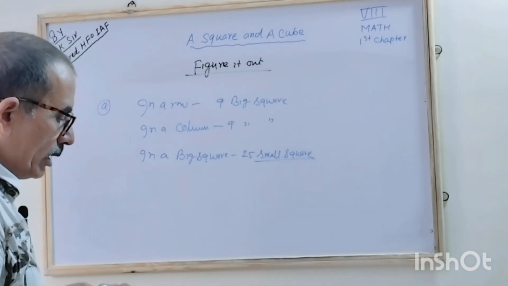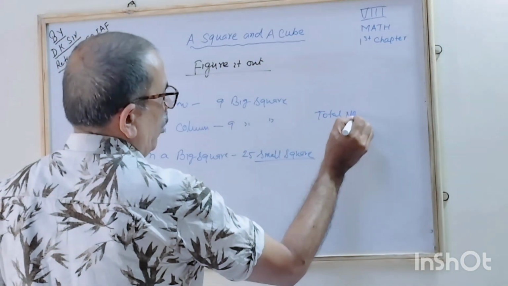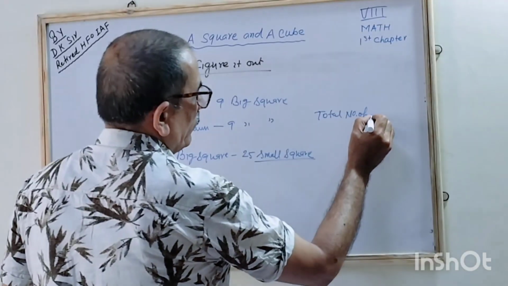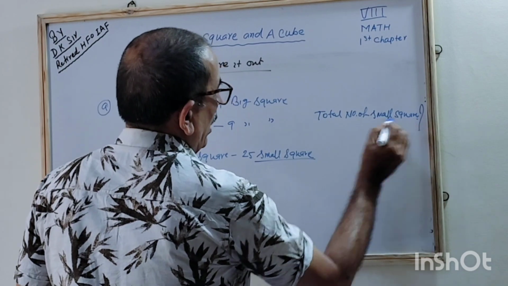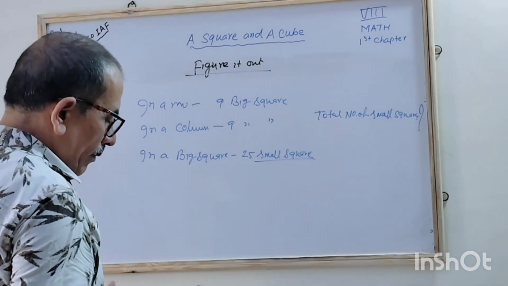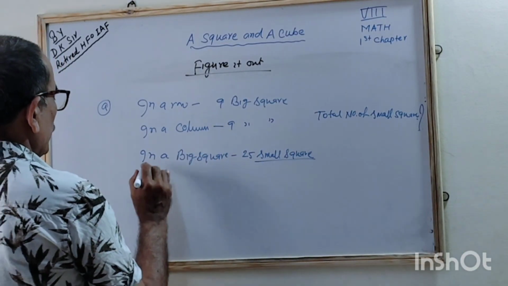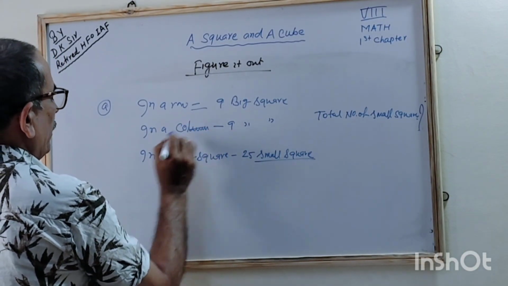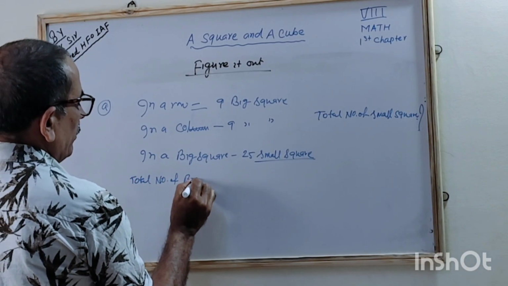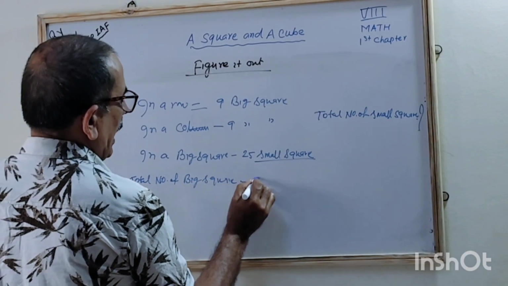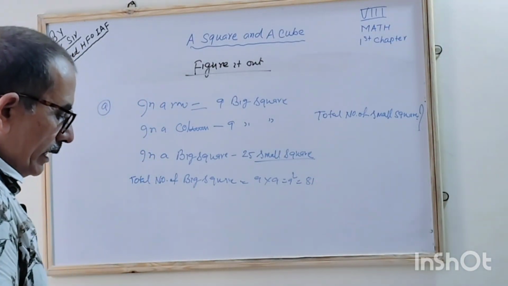So you have to find the total number of small squares. How are you going to find out? Gentlemen, you should remember the row and the column, then you find the total and the one square. The total number of big squares is 9 into 9, it becomes 9 square, which is equal to 81. You got it, the 81.